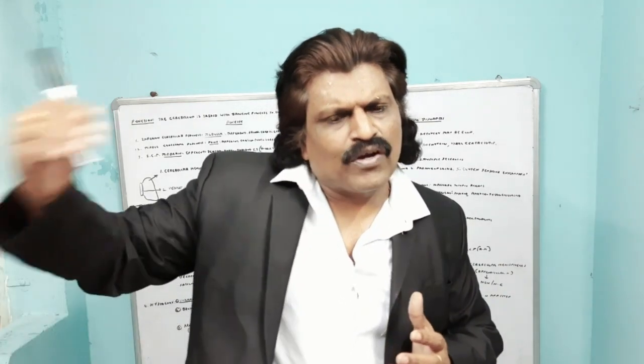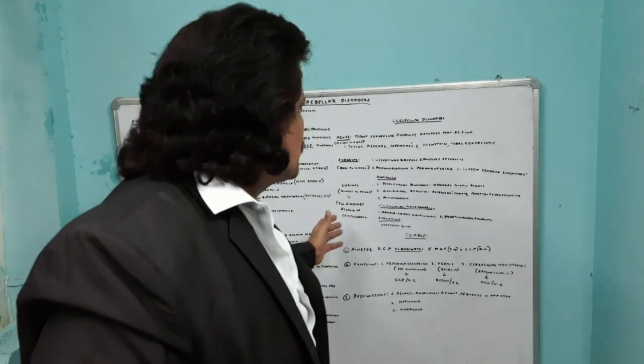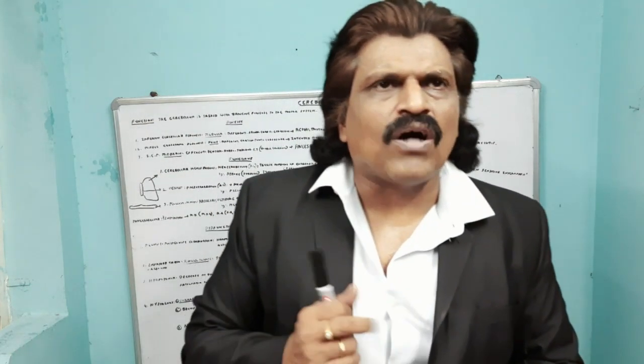Then chronic, going on for months to years. What are the conditions? We have basically inherited conditions. One is the autosomal dominant condition, which I've been saying, it is Machado-Joseph disease, which is very common, especially in India. We have autosomal recessive conditions. Amongst these, the common disorders are Friedreich's ataxia and ataxia telangiectasia.